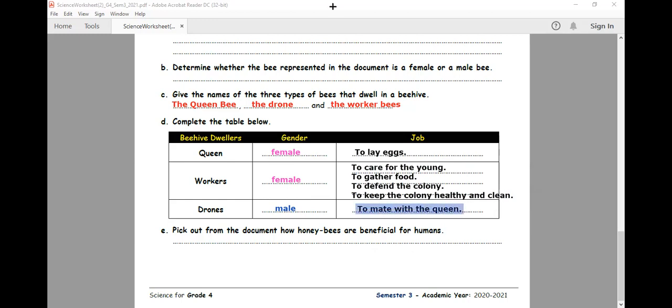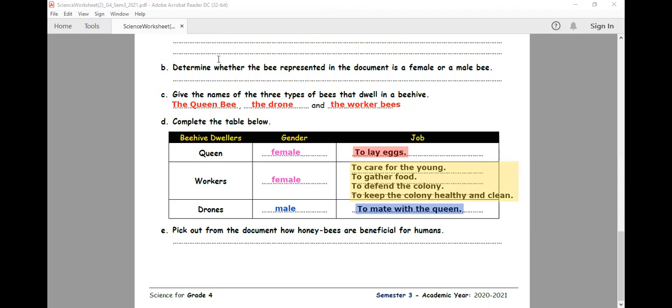With the queen. The queen's job is to lay eggs, and workers have different functions in the colony. They care for the queen, keep the colony clean, defend it, and bring food. And also, don't forget that worker bees turn nectar and pollen into honey. They bring food and they make honey.